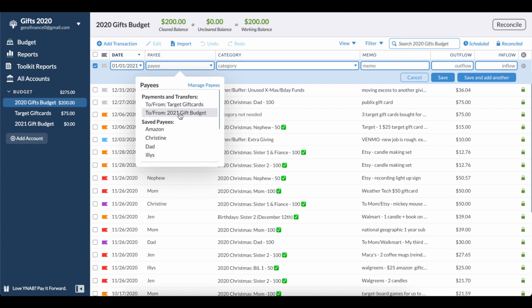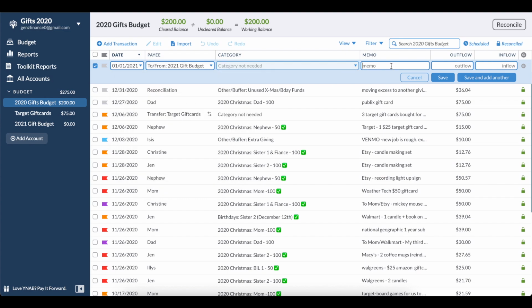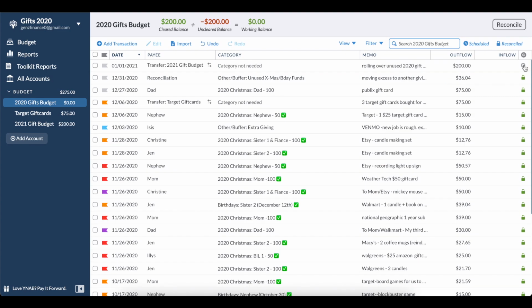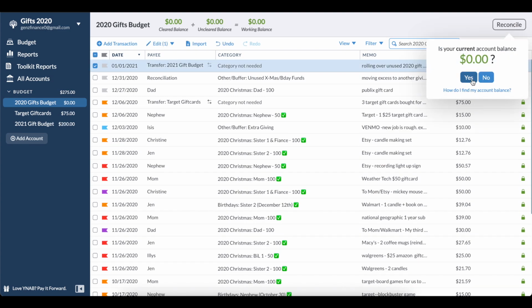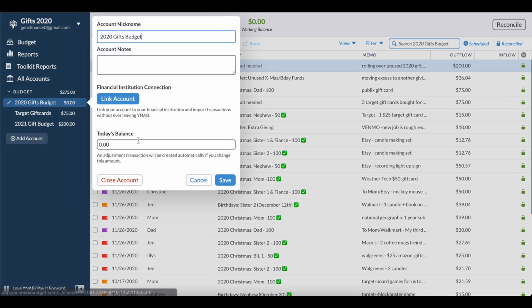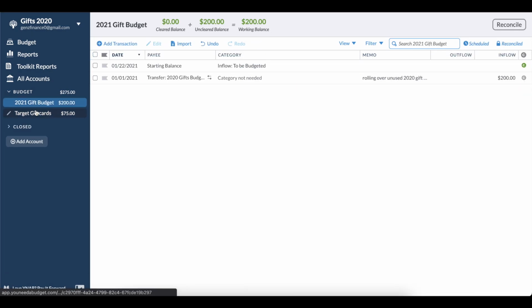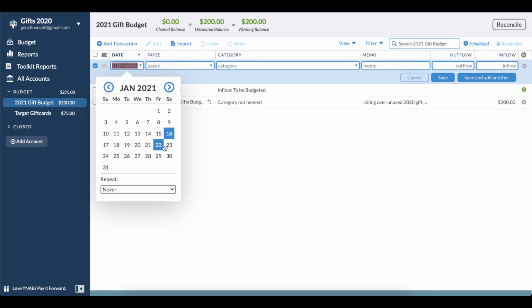It's going to be to 2021 gift budget, and it's going to be an outflow of $200. Save. We're going to reconcile this account and say it's at 0, and we can now close. So now we have the $200 that started out my 2021 gift budget. So we're going to add a transaction.